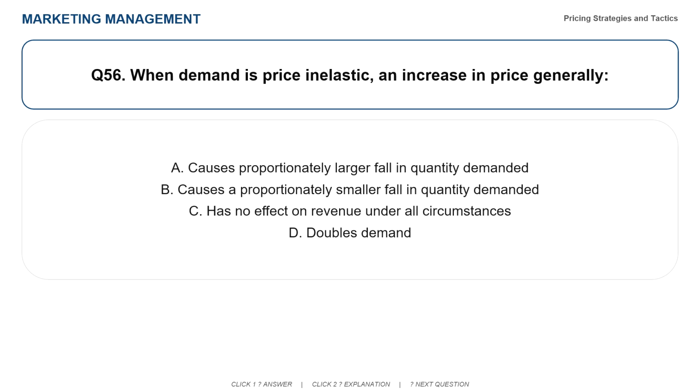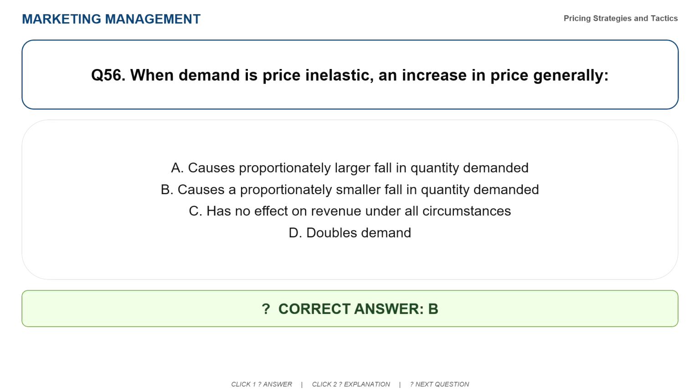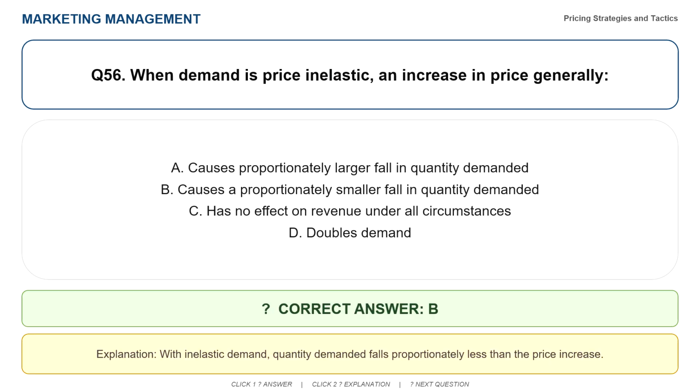Question 56. When demand is price inelastic, an increase in price generally. Option A, causes proportionately larger fall in quantity demanded. Option B, causes a proportionately smaller fall in quantity demanded. Option C, has no effect on revenue under all circumstances. Option D, doubles demand. The correct answer is B. Explanation. With inelastic demand, quantity demanded falls proportionately less than the price increase.